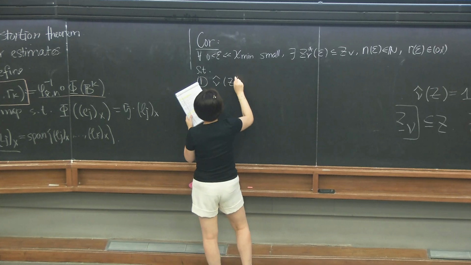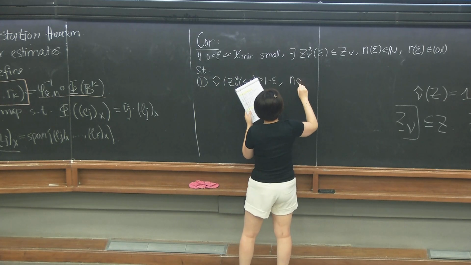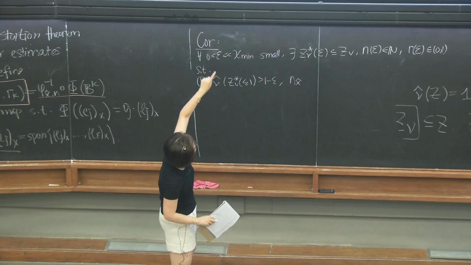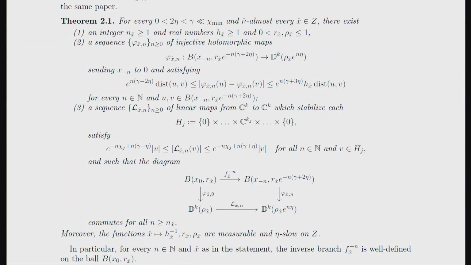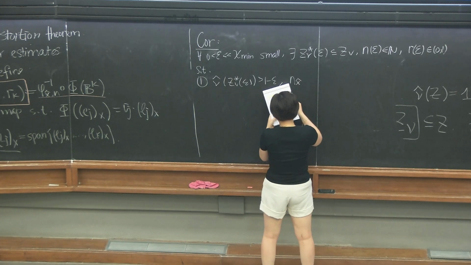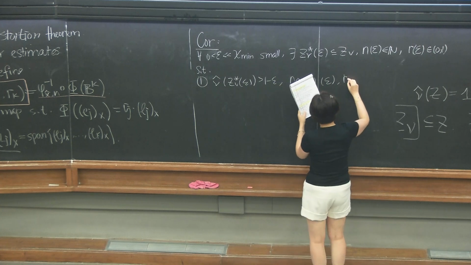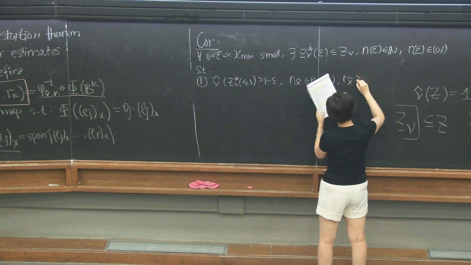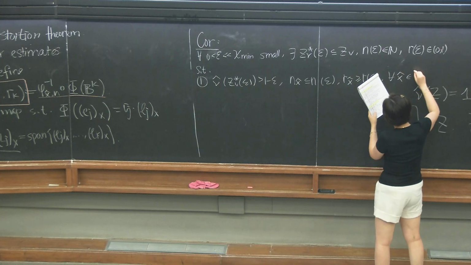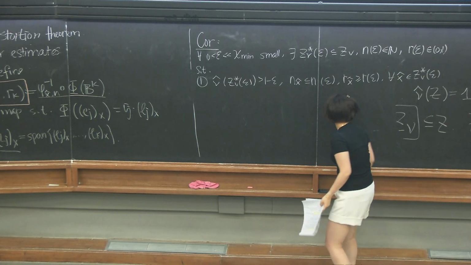And also this n_x̂. So basically this n_x̂ in the distortion theorem depends on x̂. But now I want to make the estimate uniform by putting an epsilon level structure. So this is smaller than or equal to n_ε, and r_x̂ is greater than or equal to r_ε for any x in this level epsilon set.